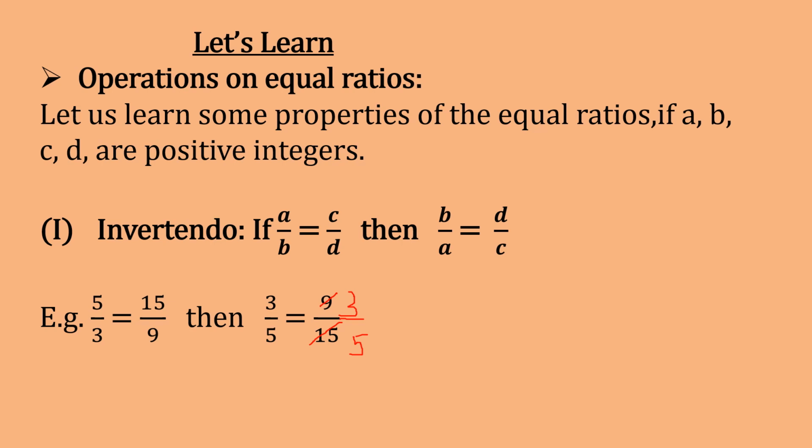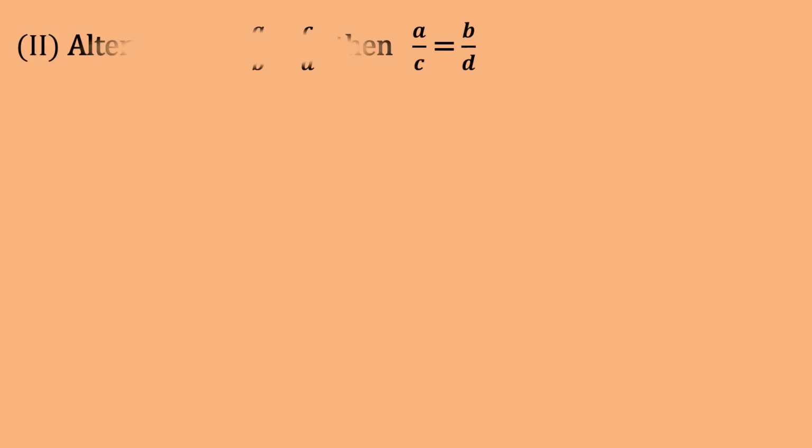Moving to the next property, that is alternando. What is alternando? If A upon B equals C upon D, then A upon C, just C, A upon C. Alternando alters its place. That C from here comes to the denominator, it replaces B, and B goes to C's place. Then A upon C equals B upon D. This is alternando. I repeat, if A upon B equals C upon D, then A upon C equals B upon D. This is the property of alternando.